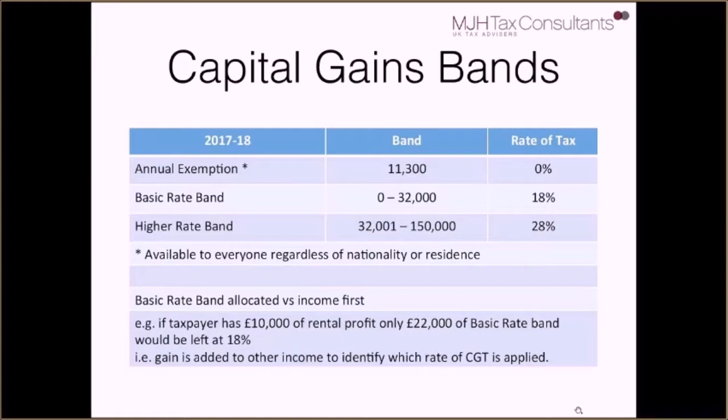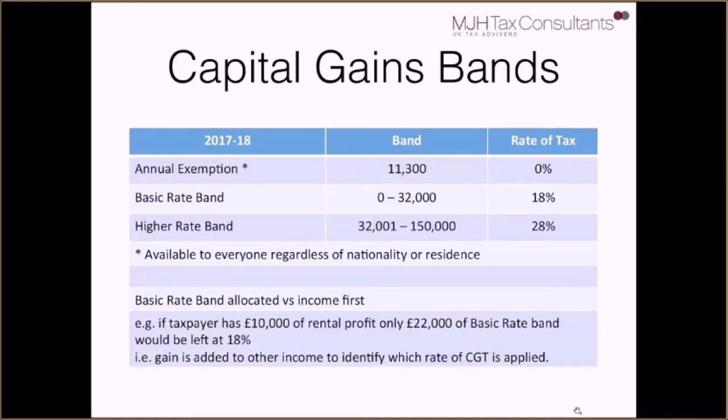So there are some clients who will own a property in their own name. If they're married or in a civil partnership, then you can very easily transfer into joint names and then benefit from 2 annual exemptions and 2 basic rate bands. So we can see the first £11,300 tax-free, the next £32,000 of gain is charged at 18%. Then above that, the rate of tax does increase to 28%, but on the proportion of the gain over £32,000.